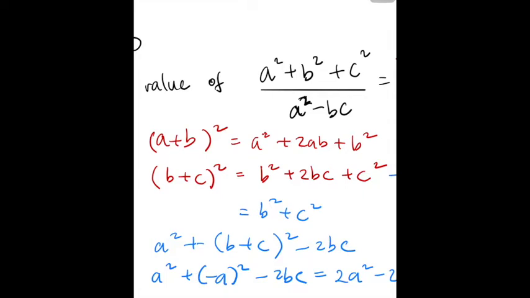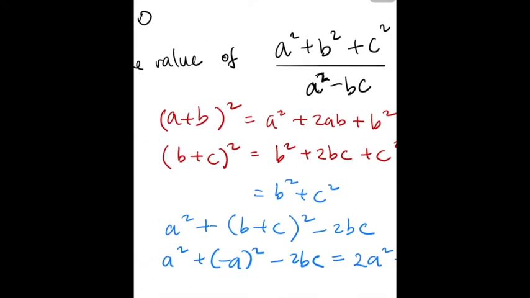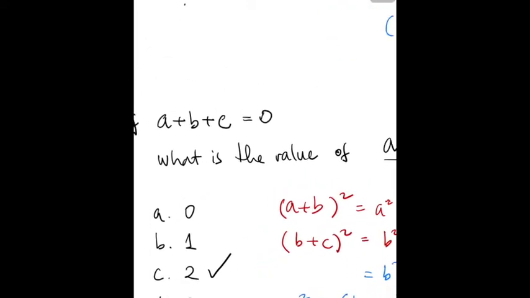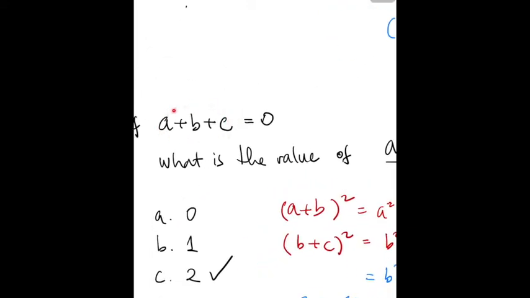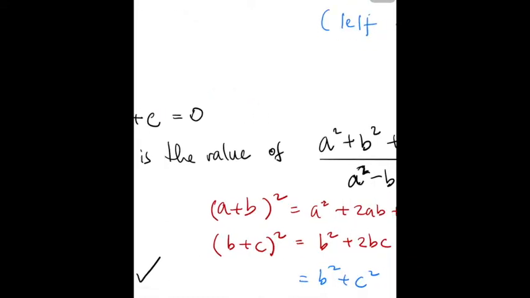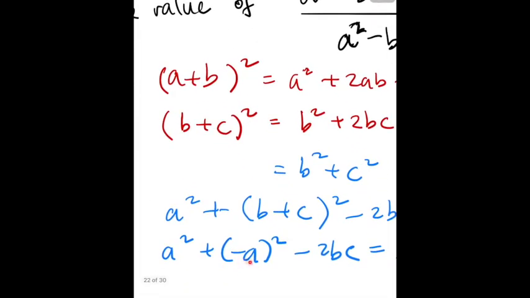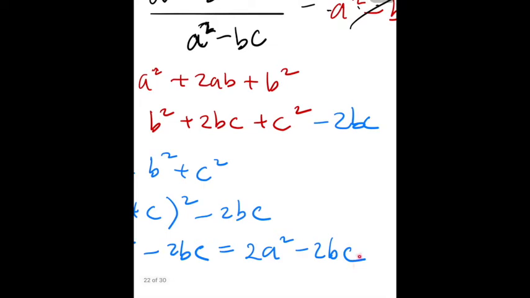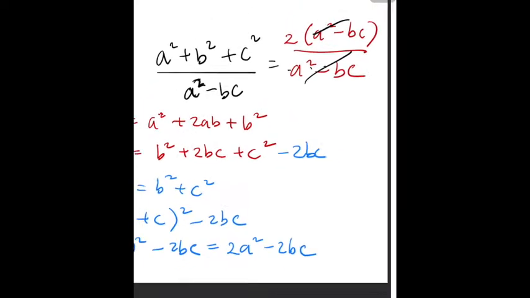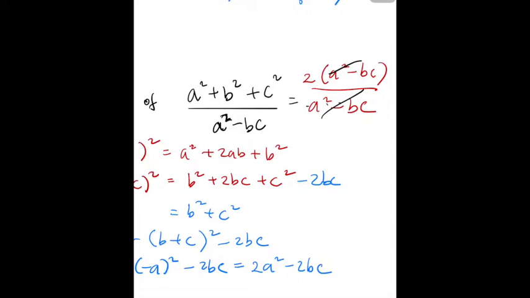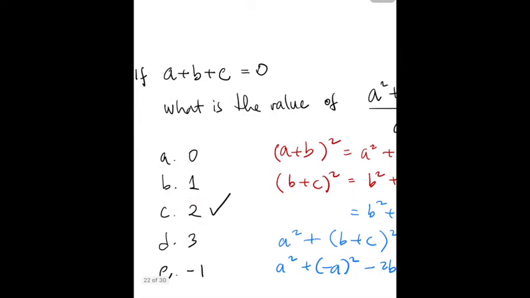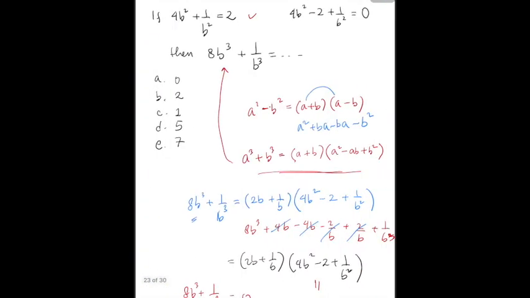Our b plus c is actually from this part. We move our a here, it becomes negative, so that's why you are seeing negative a here, and it becomes 2a squared minus 2bc. Factorizing 2, we have 2 times a squared minus bc, exactly the same as the bottom one. So you are canceling those two, and your answer is 2. Now try to solve this one.